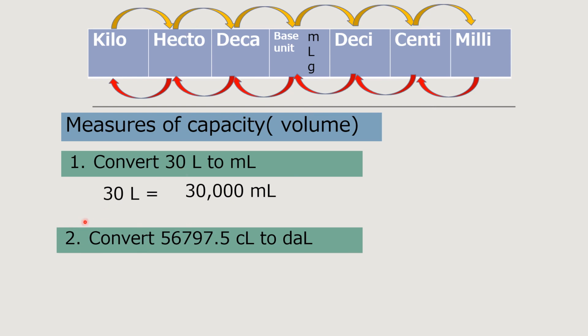Okay, let's have this one. Convert 56,797.5 centiliters to decaliters. So centiliters is here and deca is there. So we're going to the left. So 1, 2, 3. Now, we need to move the decimal point 3 places also to the left. 1, 2, 3. So the decimal point should be there. 56 point. Okay? So that is now equal to 56.7975 decaliters.